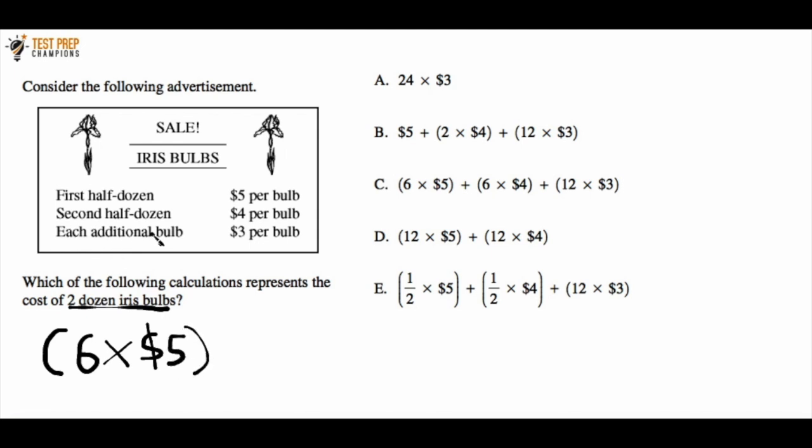And then for the second half dozen, or in other words, the second 6, we're going to buy another 6, and they're $4 each. So we would have to do 6 times 4. Again, all we're doing here is buying the first 6 at a cost of $5 each. Then we're going to add to that another 6, but these 6 cost $4 each.